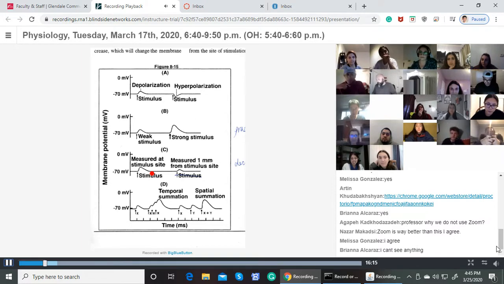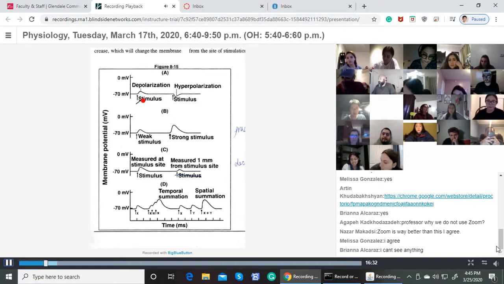What I want to show you is this one. Depolarization. What is the stimulus? You can assume that it is a mild electric shock. When you give a mild electric shock to a neuron, the neuron will have an upward deflection.